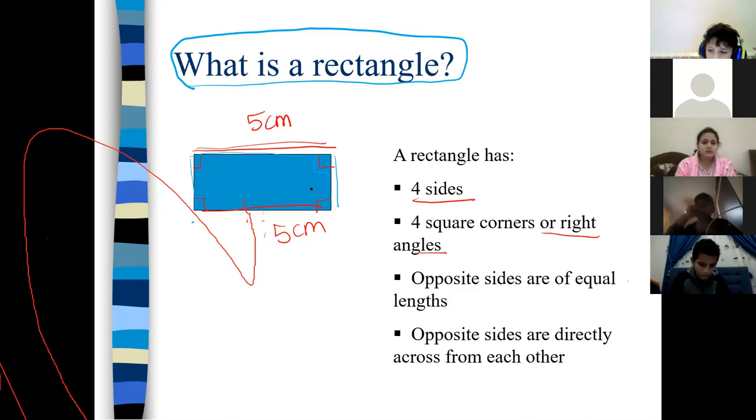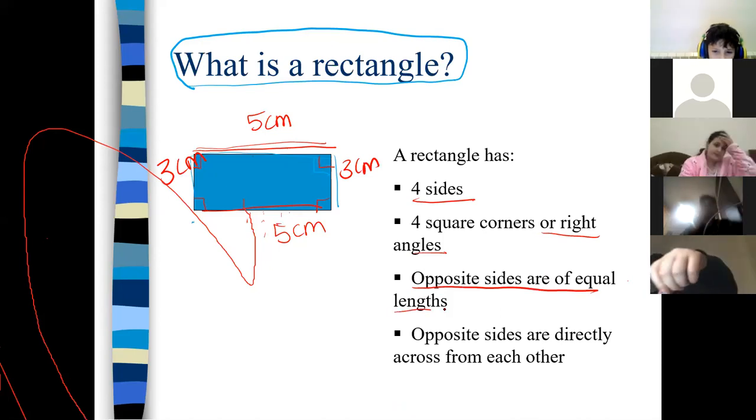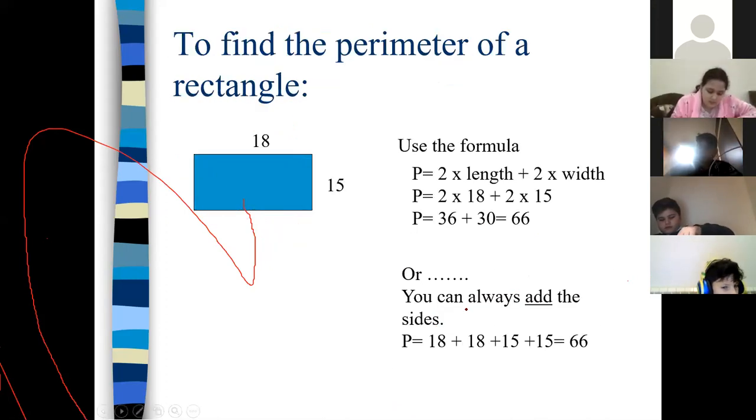We know that in a rectangle, the opposite sides have the same length. What do I mean by the same length? I mean, if the first side here is 5, then the length of the opposite side is also 5, because the opposite sides are equal. Here it's 3, very easy. The opposite to it will also be 3 centimeters. So, the opposite sides of a rectangle are equal and parallel. How do we find now the perimeter of this rectangle?